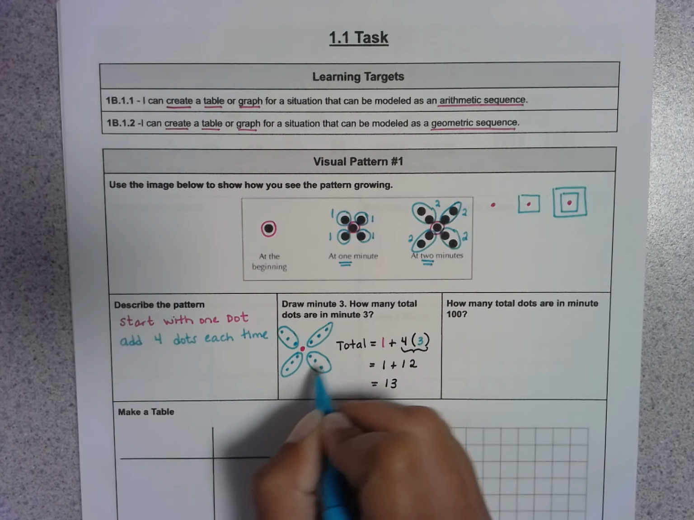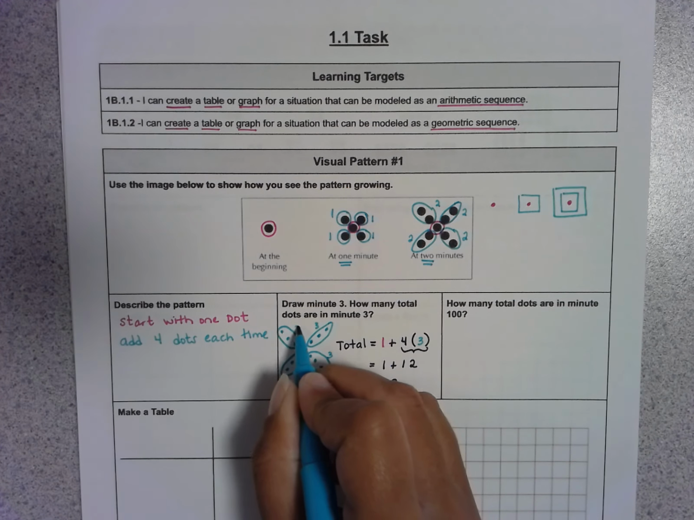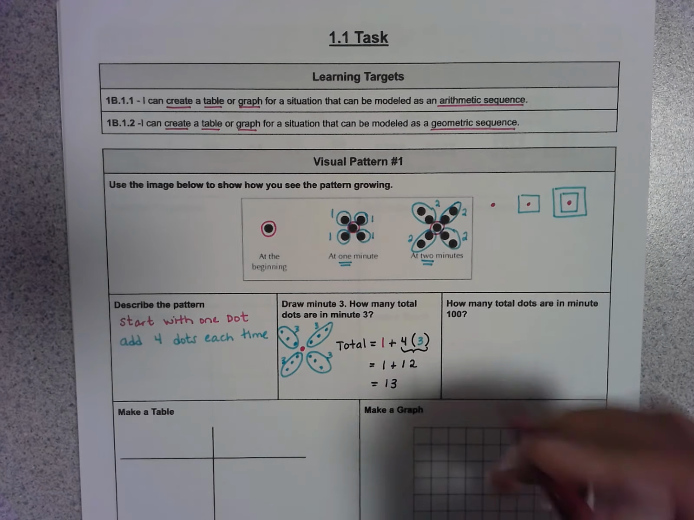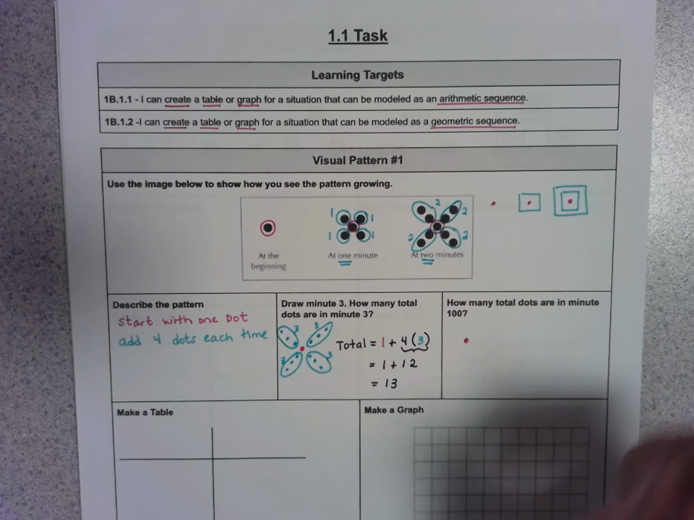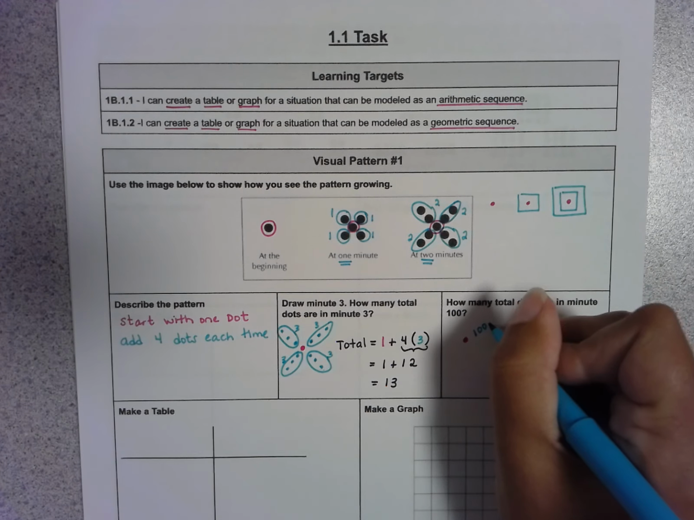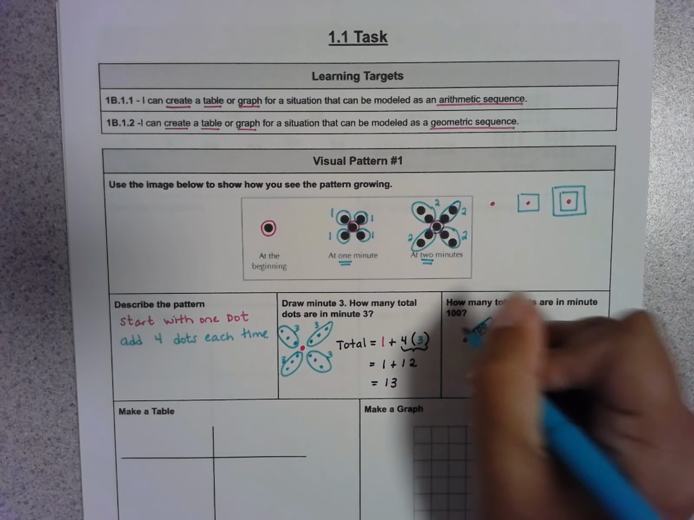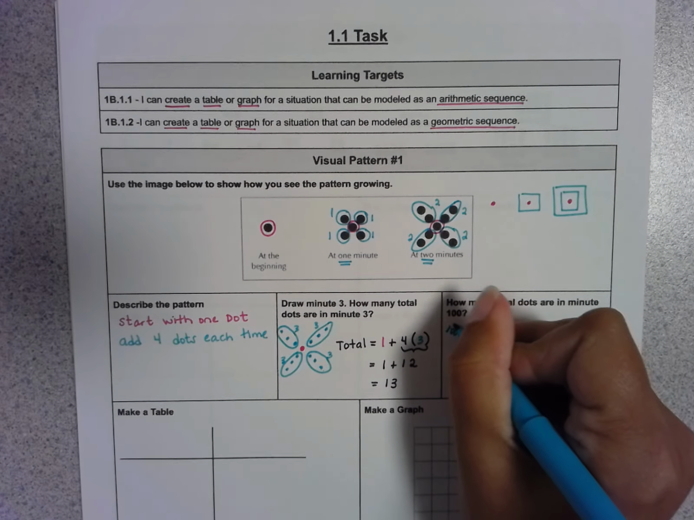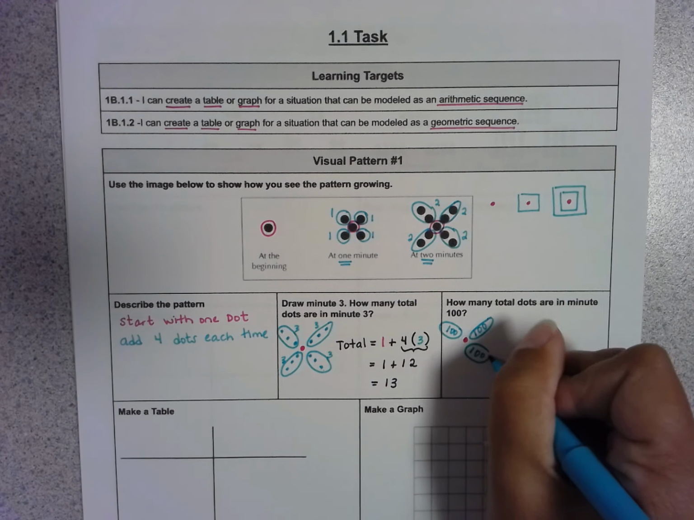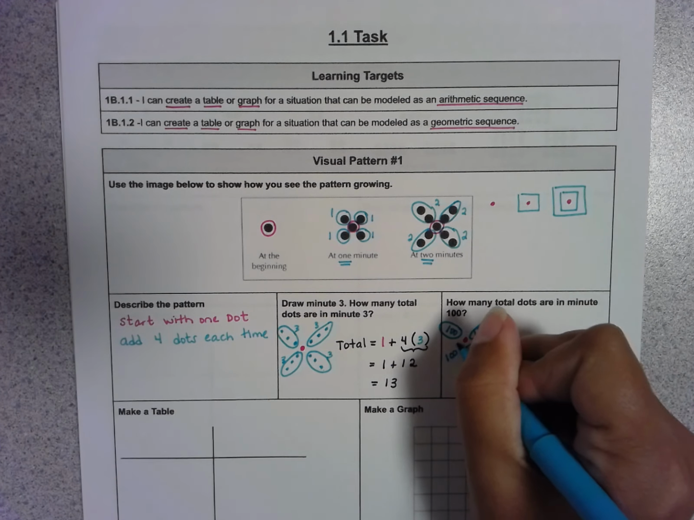And after 3 minutes, there are 3 dots in each arm. If I follow this pattern, then I would expect for minute 100 to find 1 dot in the middle, and then I would expect there to be 100 dots in each arm, which means instead of drawing it with dots, I'm actually going to write the number 100 because I don't really want to draw 400 dots.